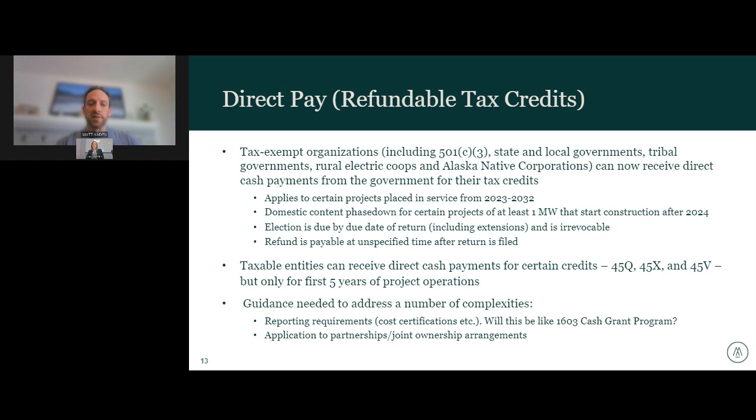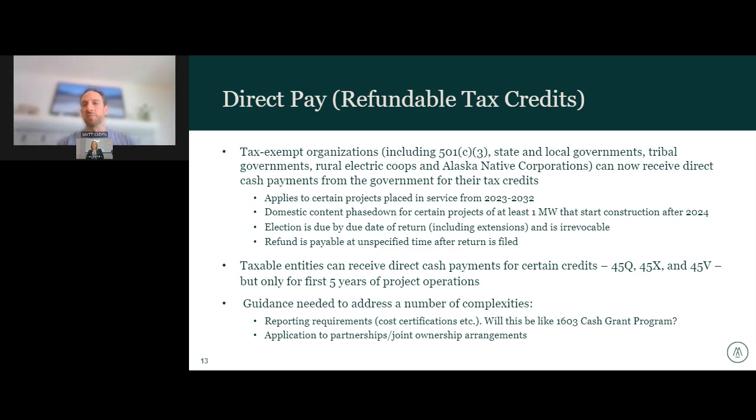Some significant complexities exist, like exactly how is this going to work? What standard of proof is the IRS going to require before it writes a check? The 1603 cash grant program was a similar program in effect from 2009 to 2011, which got a reputation for being a little bit stingy and not giving the taxpayer the benefits they were expecting. So we'll have to see with experience whether this process works well or not.